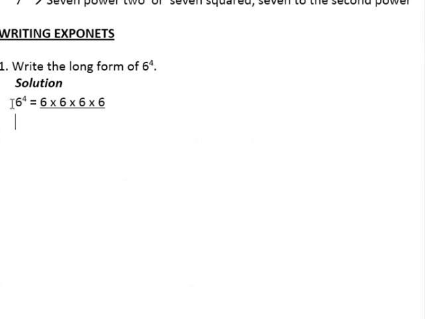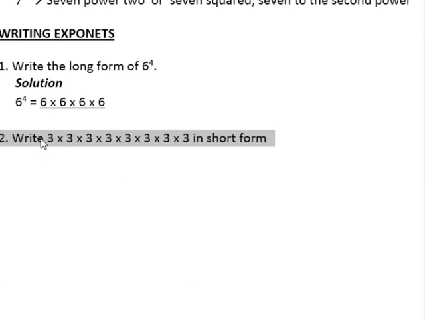But make sure that you don't confuse 6 and 4. 6 is the base, it is the number which should be multiplied, not 4. 4 is just the number of repetitions. We shall see more examples.